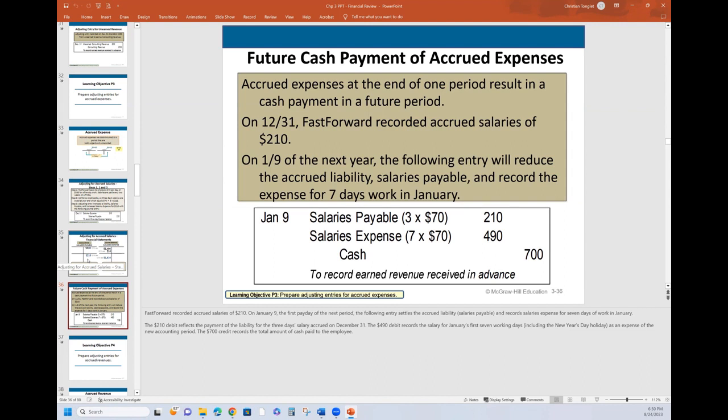So $210 that was expensed in December. That is going to reduce that payable and bring it down to 0. Then I have to record the expense for the 7 days that happen in the January period. So I record the expense in January for the $490. I wouldn't record the entire $700 of expense because we didn't incur it all in January. 3 days of it was in December. This is very common to do with payroll. They do this quite a bit. Okay, so then we have our cash, $700, because we're paying it out.